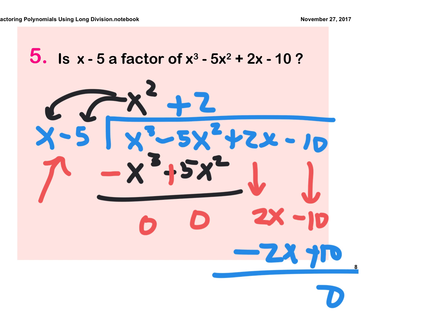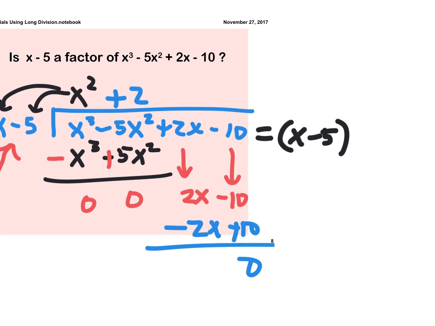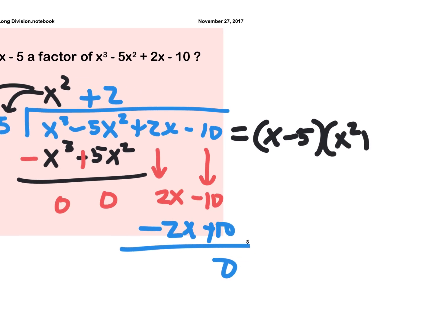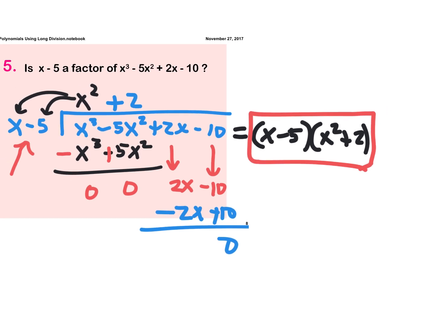And now my answer is it written out. X minus 5 times x squared plus 2. Did you remember that part? It would be so sad to mark it wrong because you didn't actually show your final answer like this. And yes, on the test, you would get it wrong if you didn't show it in factored form. All you have to do is write it like that. And now it's in factored form.